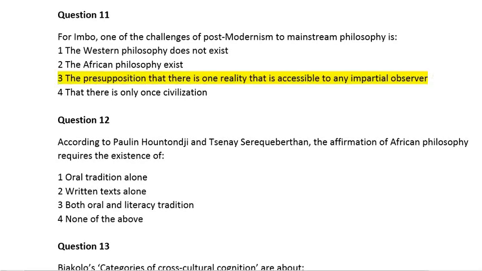Question 12. According to Pauline Hountondji and Tsenay Serequeberhan, the affirmation of African philosophy requires the existence of: number 1, oral tradition alone. Number 2, written text alone. Number 3, both oral and literal tradition. Number 4, none of the above. So guys, here the correct answer is number 2, which is written text alone.